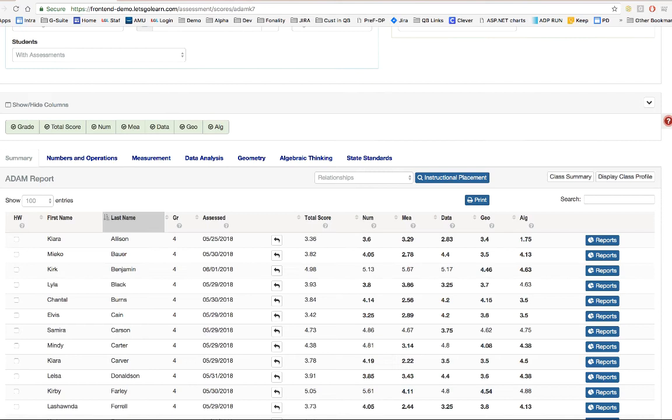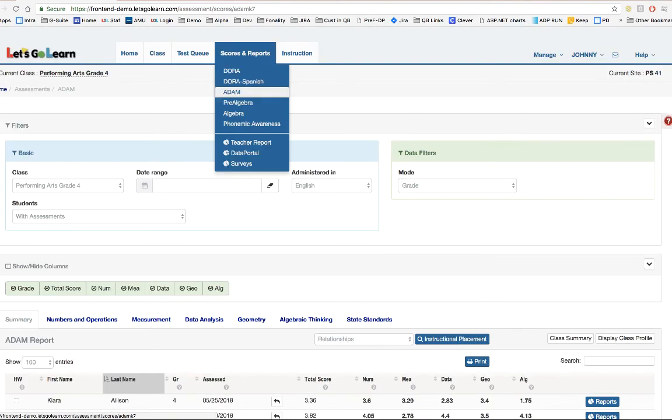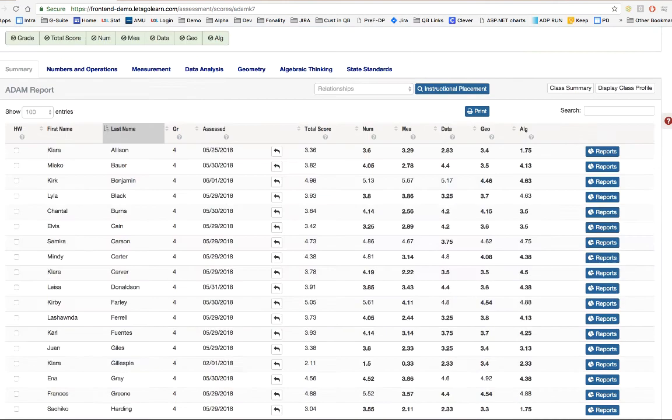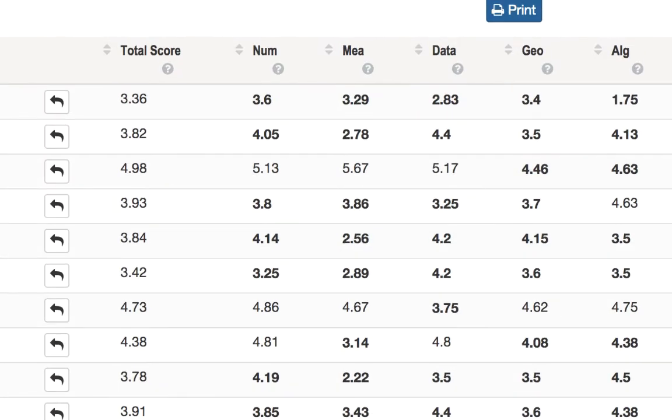So here is a class. I went ahead, I logged in as a teacher, I went over to Atom. This is my class here. I'm looking at some fourth graders. And if we look at this initially, these are all our summative scores.